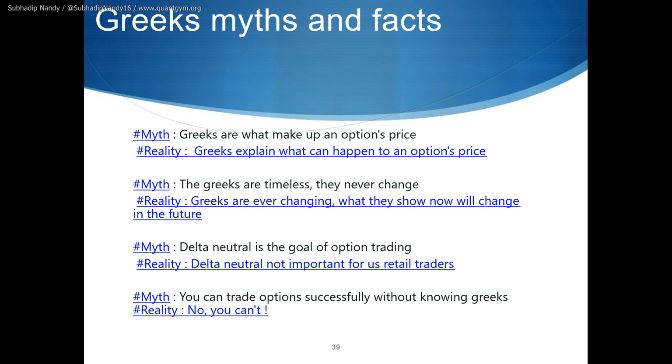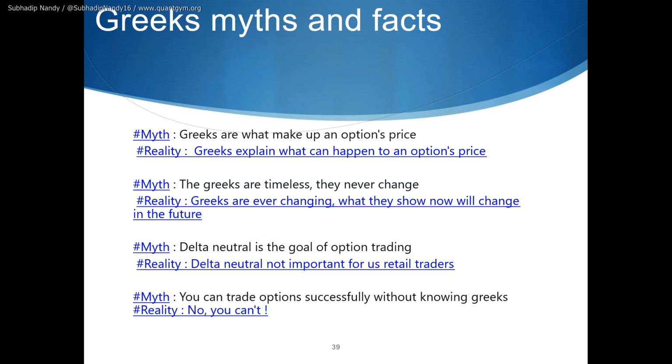Second myth, Greeks are timeless, they never change. That is, if I do a Greek calculation today, it will hold for the next 2 days, 3 days. Forget it. Greeks are continuously changing even intraday. What they show now will change in the future. So if you're doing Greeks analysis, your analysis should be continuous and dynamic.